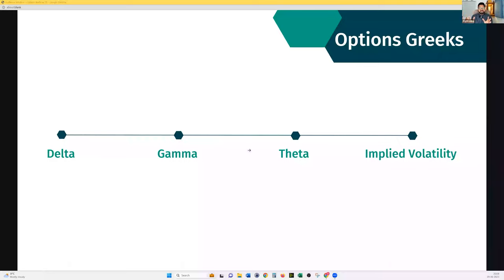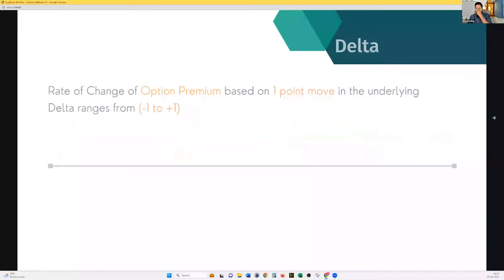How many of you thought that these four things are literally very hard to understand and no one can explain them very simply? How many of you have felt so bad about these four characters of options trading? Yes, very hard. No, I'm going to make it very simple. The next 30 minutes is going to be more fun-filled, and you will definitely enjoy learning about delta, gamma, theta, and implied volatility. First, let me start with delta.